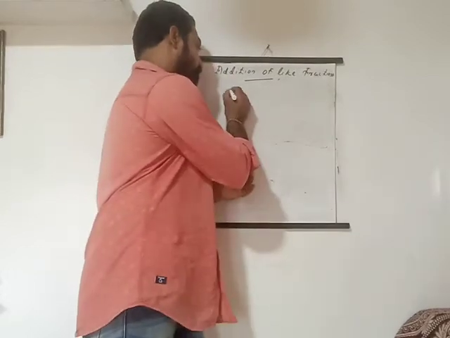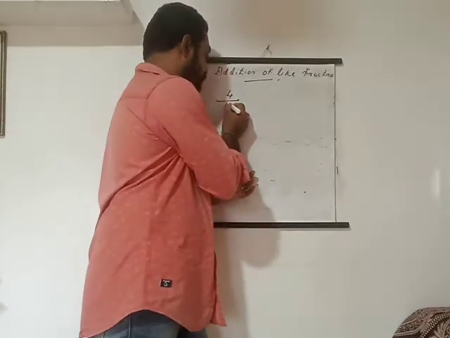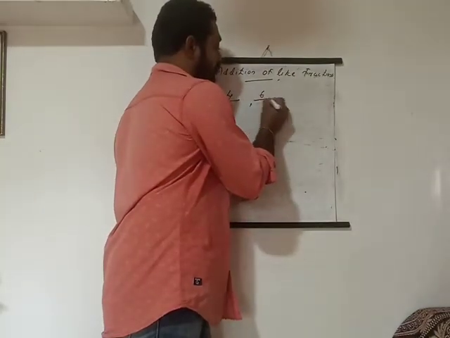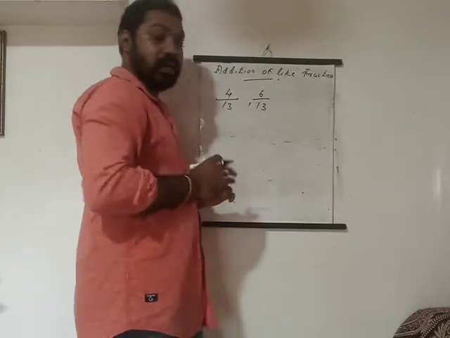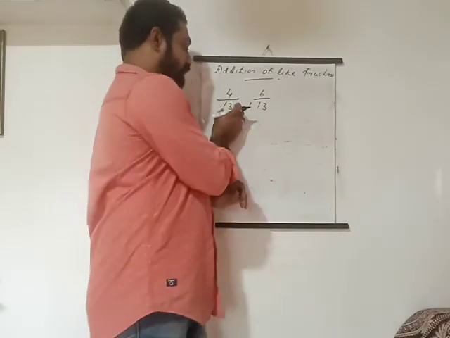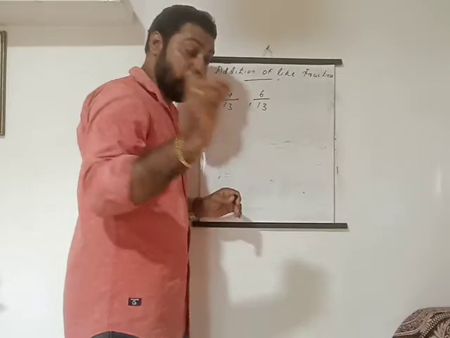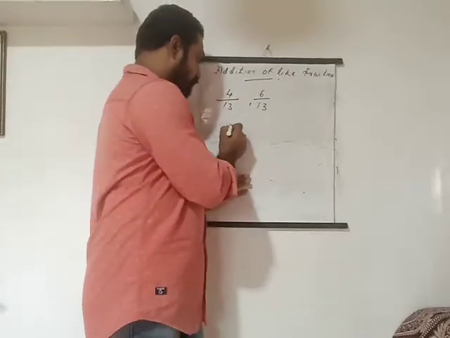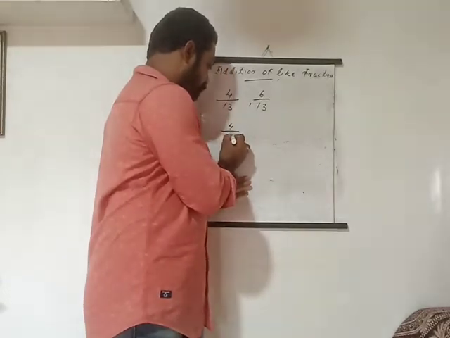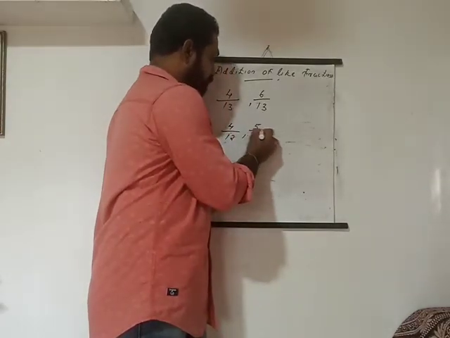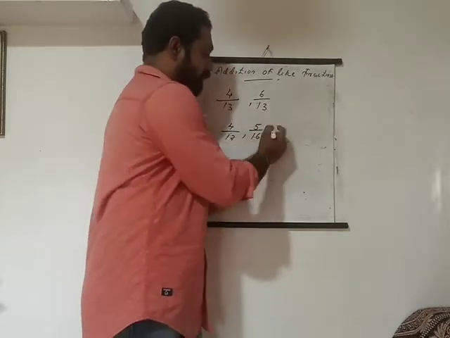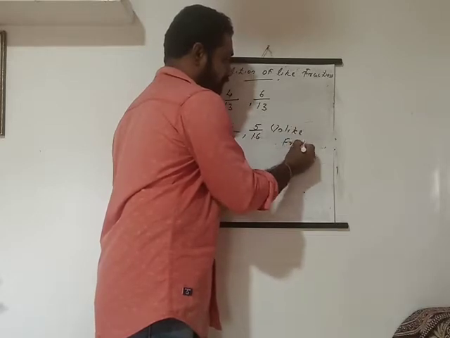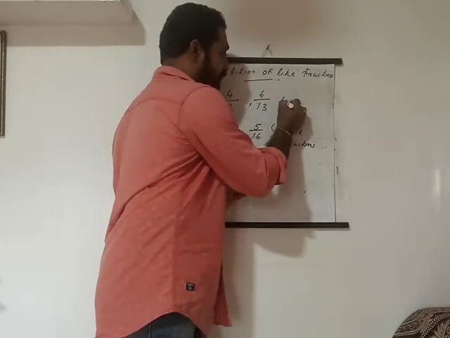Take an example, 4 by 30 and 6 by 30. These both are what? Like fractions. Yesterday we studied, isn't it? So they have common denominators, that means the same denominators, but the numerators are different. This kind of fractions are called like fractions. Take another example, 4 by 12 and 5 by 16. These are called unlike fractions.